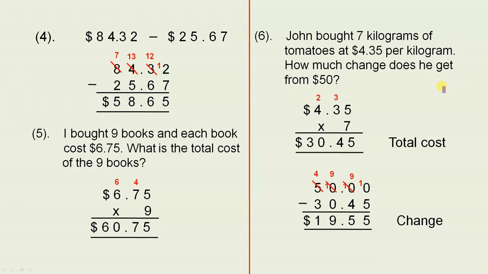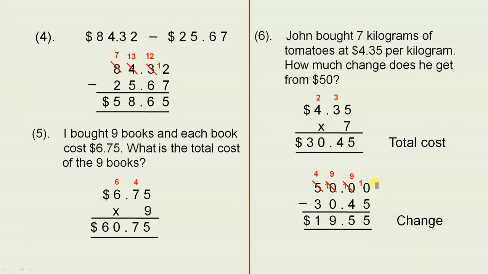Number 6. John bought 7 kilograms of tomatoes at $4.35 per kilogram. How much change does he get from $50? Now before we can work out how much change John gets, we have to work out the total amount of money that he paid out. And all we do is $4.35 times 7. We do our normal multiplication with our normal trading and we get $30.45.